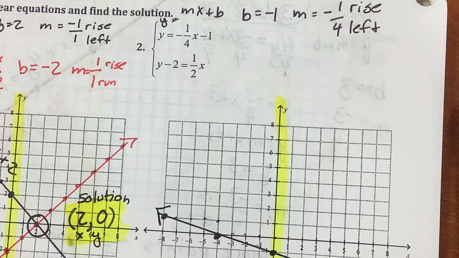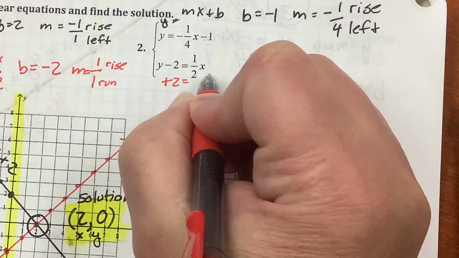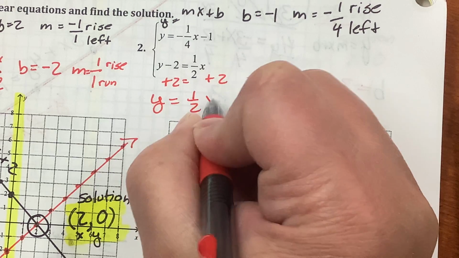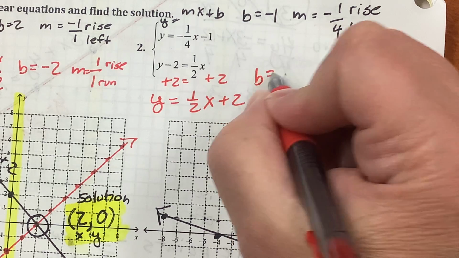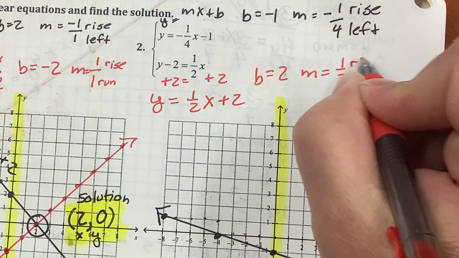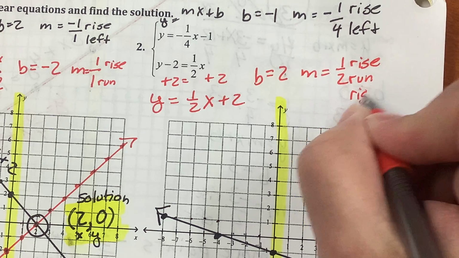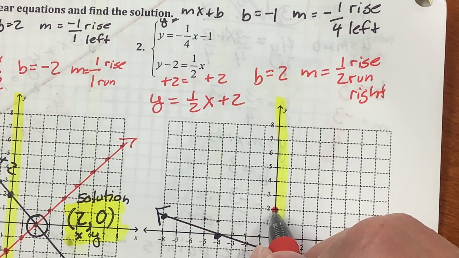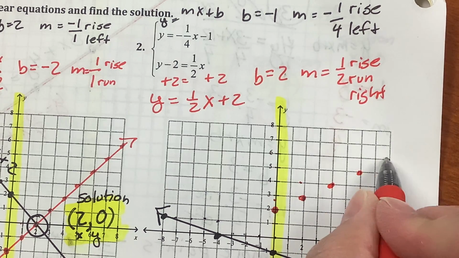Now, this one, there's always a problem, right? The second one is not in y equals mx plus b form. So I have to add 2 to both sides. And I end up with y equals 1/2 x plus 2. Okay, so I begin at the back at the b with 2, and I have m equals 1/2. So I'm going to rise 1, run right 2. So from this point, positive 2, I'm going to rise 1, run 2. Rise 1, run 2. I can go all the way across.